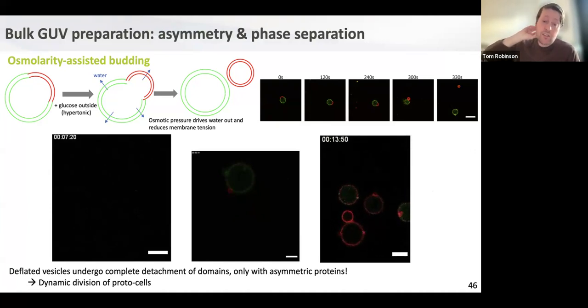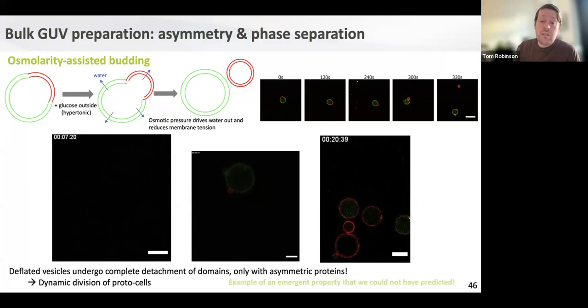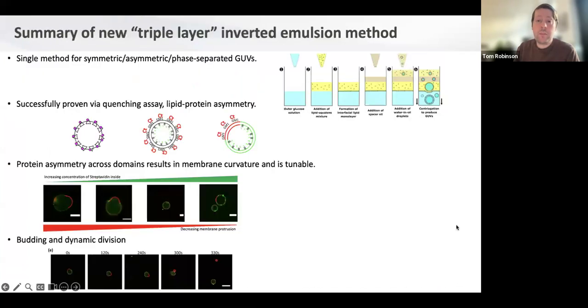We don't see this in our case. So we only see this when we have the asymmetric distribution of the proteins. It really needs those proteins in specific places for this to happen. This is a nice example of dynamic division of protocells that we could use to divide synthetic cells, and it's something that we weren't expecting. It's an emergent property that we couldn't predict, so we were quite pleased with that.